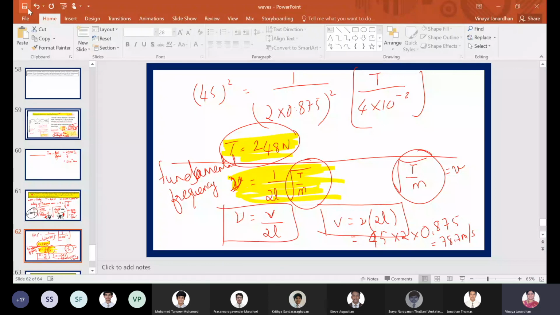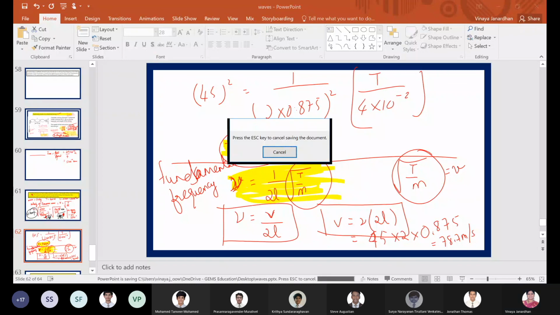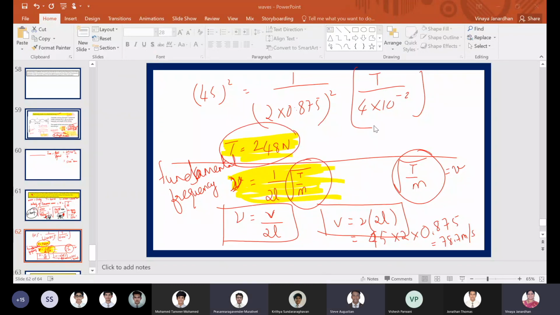Possibly today I'll finish the numericals of this chapter. At least I'll start with oscillations. Right? You can leave, boys. Thank you, ma'am. Thank you, ma'am. Use a calculator for fast calculation.